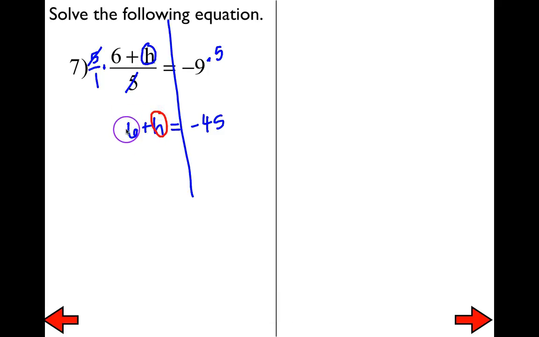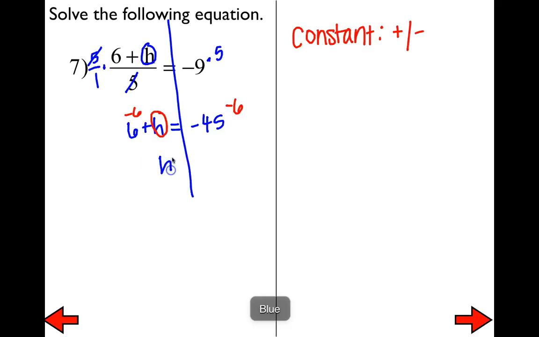In order to do that, I need to get rid of this 6. This is a positive 6. It's a constant. And how do we get rid of constants? We undo the addition or subtraction. This is basically adding 6, so I'm going to subtract 6 from both sides using the subtraction property of equality, leaving me with h equals, let's say that this is 0, h equals, there are definitely more negatives. How many negatives are there altogether? Well, let's see. There are 51 negatives.